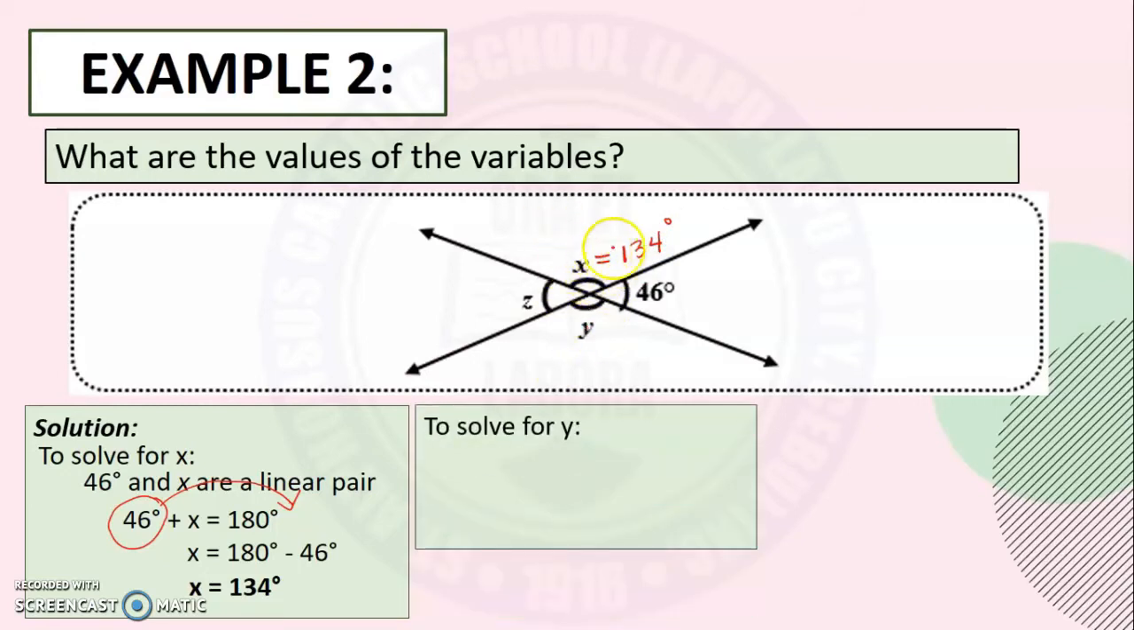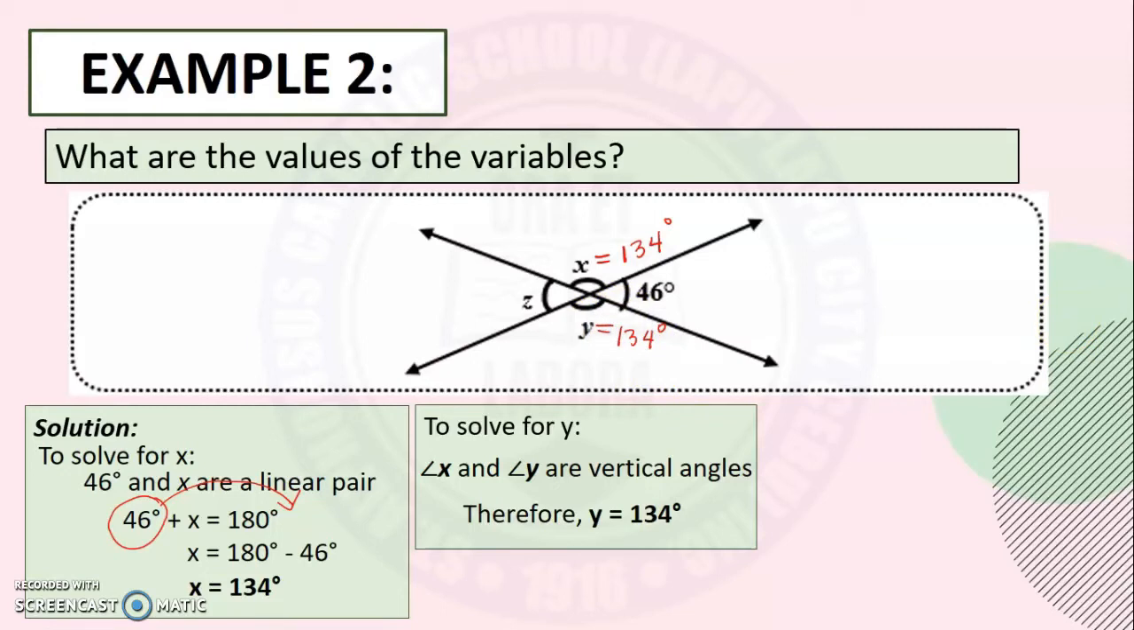Now, to solve for y. As you can see, angle x and angle y are opposite angles. That means they are vertical angles. And vertical angles are congruent. So, if x is 134, therefore y is also 134 degrees.